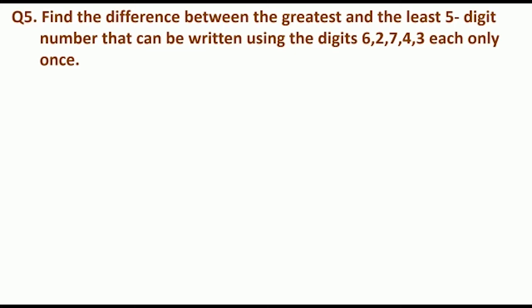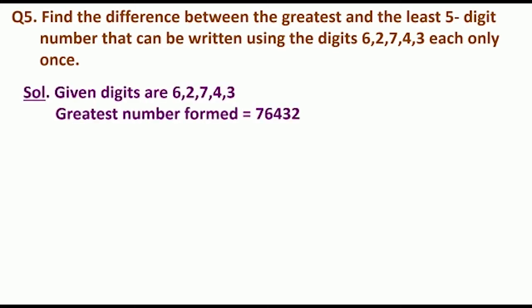For forming the greatest and the least 5-digit number, we need to just arrange these digits in ascending order and in descending order. When we arrange it in descending order, we will get the greatest number, that will be 76,432. And when we arrange it in ascending order, we will get the least number, that is 23,467. Now we will find the difference of this greatest number formed and the least number formed. So we will subtract it.